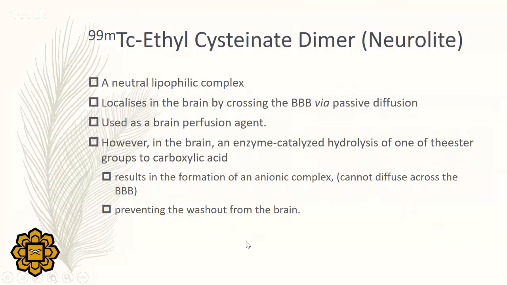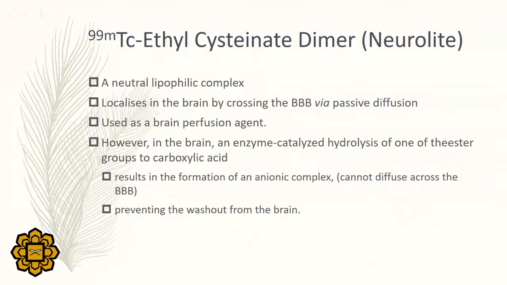The ECD, or Neurolite, is actually a neutral lipophilic complex. So it is available in neutral form, and they don't need modification to make it lipophilic. It is lipophilic on its own, and even after labeling it is still lipophilic. When the ECD is administered into the patient, it localizes in the brain by crossing the BBB via passive diffusion. So you don't need any active uptake, you just use passive diffusion. The ECD is usually used as a brain perfusion agent.